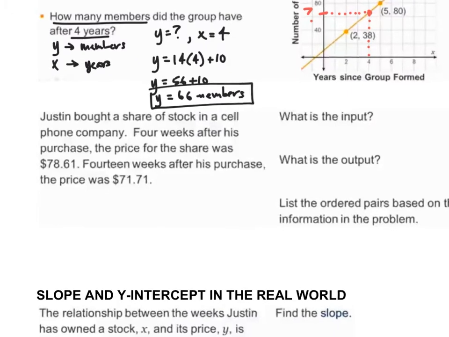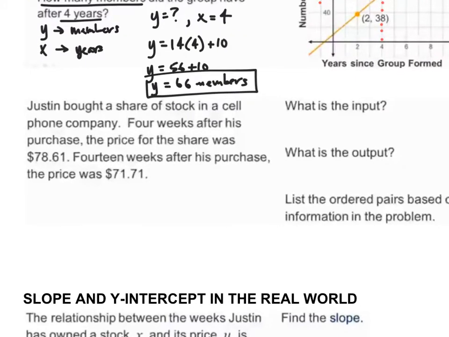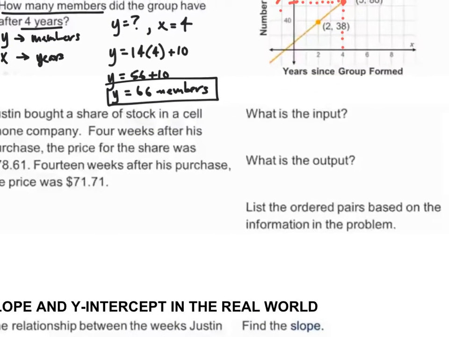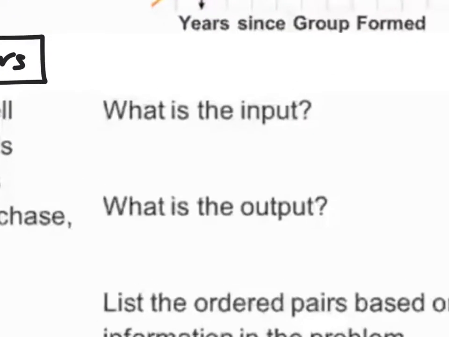Justin bought a share of stock in a cell phone company. 4 weeks after his purchase, the price of the share was $78.61. 14 weeks after his purchase, the price was $71.71. So what we want to ask is, what is the input? What is the x value? And then what is the output? What is the y value?